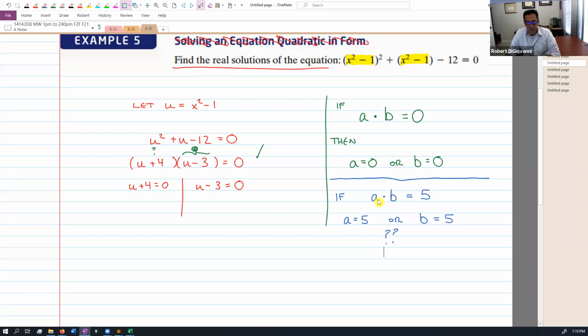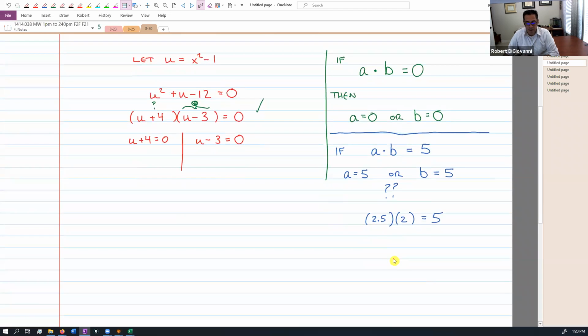Can somebody give me an example of two numbers that multiply to be 5, but neither one of them is 5? 2.5 and 2. What did you say? 2.5 and 2. Oh, 2.5 times 2. That does equal 5. Do y'all agree? 2.5 times 2 is 5. So look, this is an example where two numbers multiply to be 5 and neither one of them is 5. So it's not guaranteed, and that's why you cannot do this.